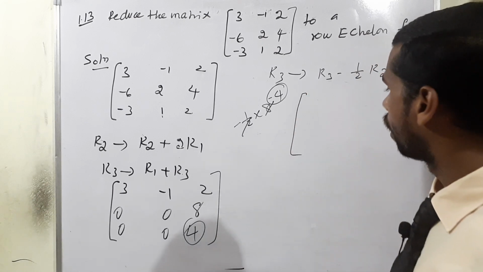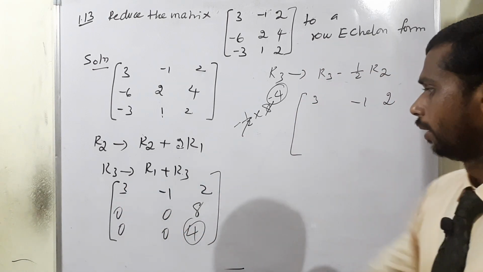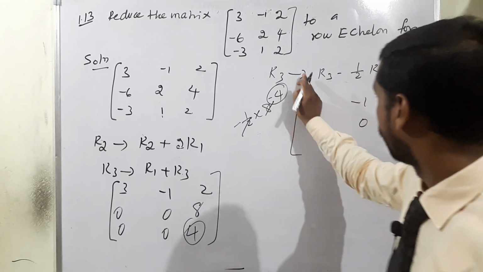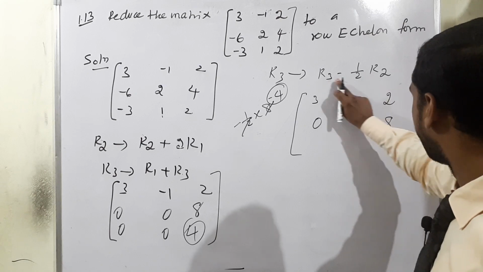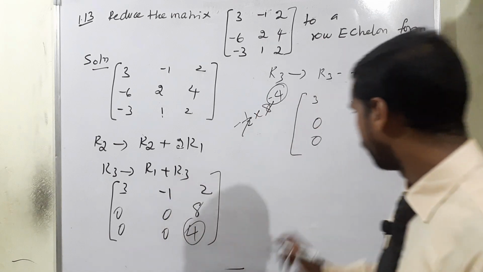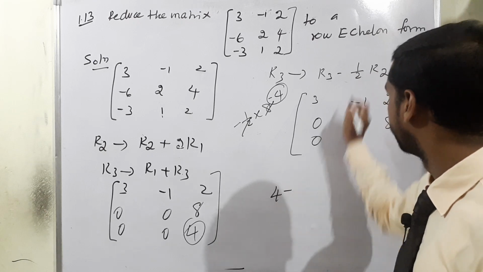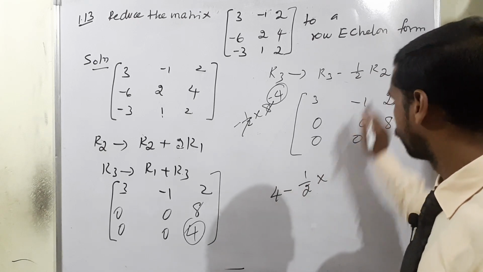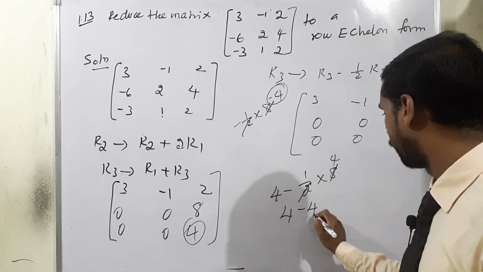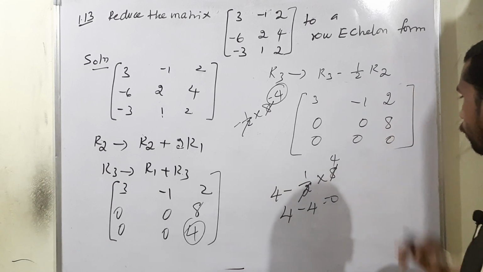Remaining as it is. So R1, R2 as it is. What is R1 value? 3, minus 1, 2. Then 0, 0, 8. Now R3, comparing R3 and R2, R3 minus half R2. So 0 minus 0, value will be 0. Second time also 0 minus 0, value will be 0. Third row R3, what is the value? 4 minus half into R2. R2 means value will be 8. So 2 and 8 cancel means 4. Therefore 4 minus 4 is equal to 0.